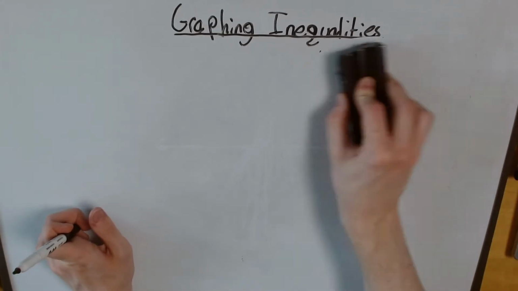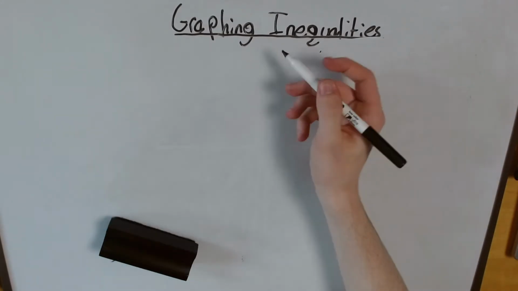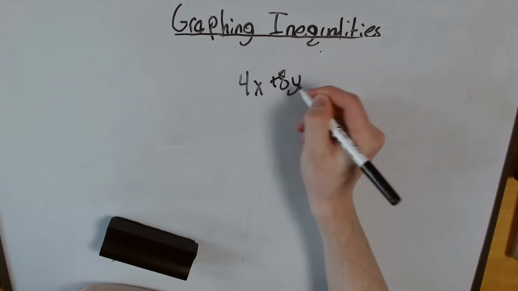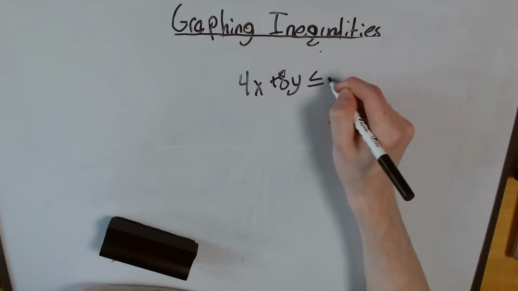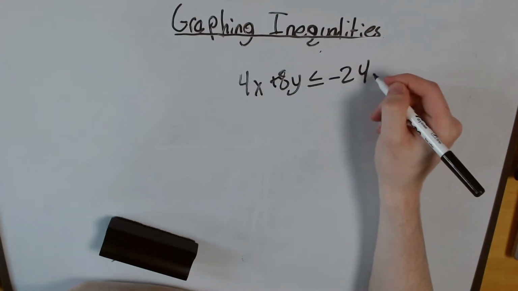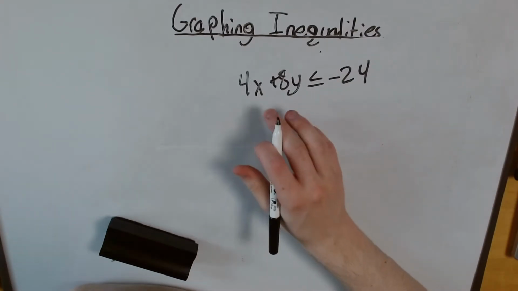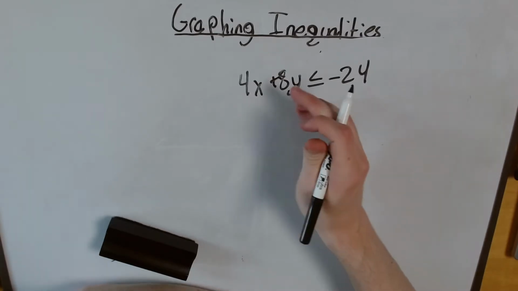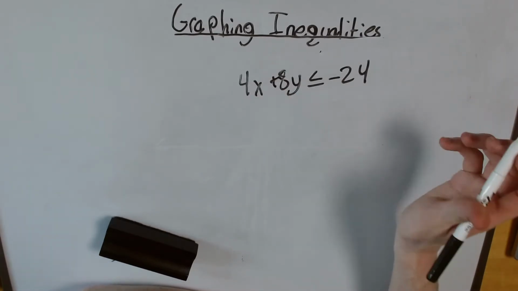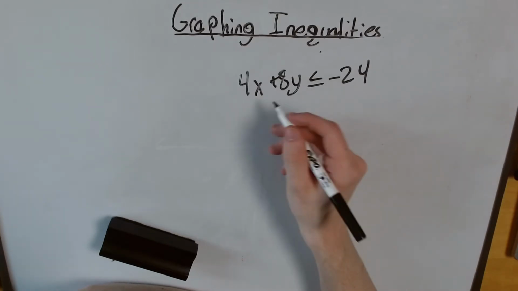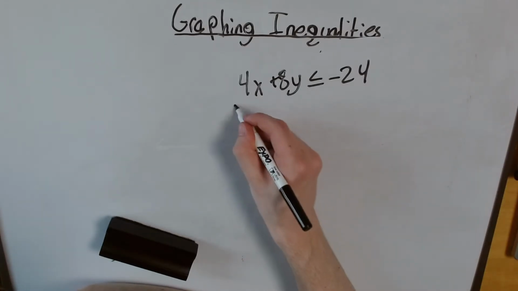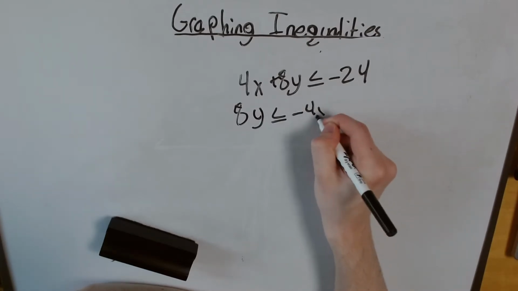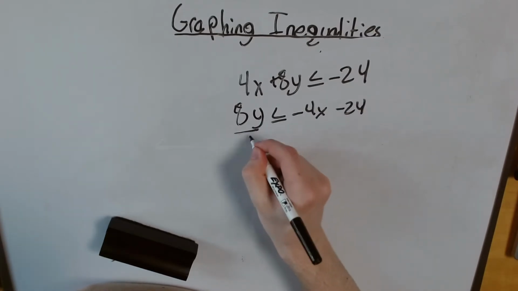Let's say I'm given 4x plus 8y is greater than or equal to negative 24. And I want to graph that. Well, the first thing I'm going to want to do is put this in slope-intercept form, right? So I want to get my y's all by themselves and then try to get it in slope-intercept form. So I'm going to subtract 4x from both sides. And divide by 8.